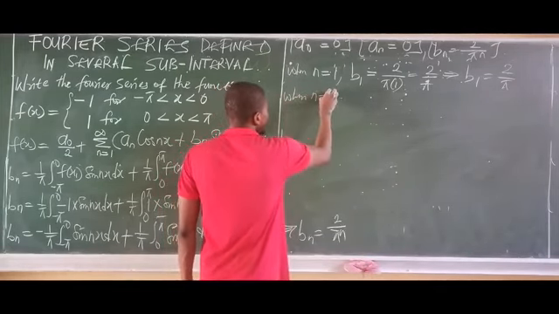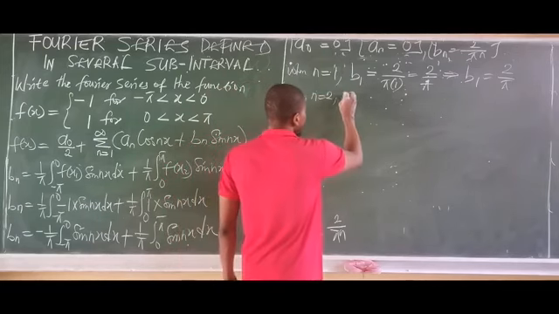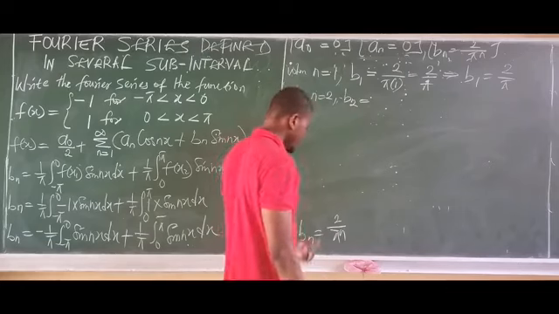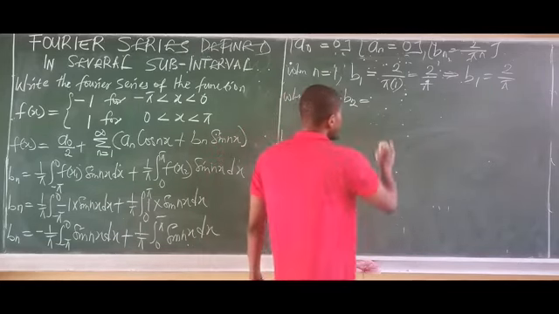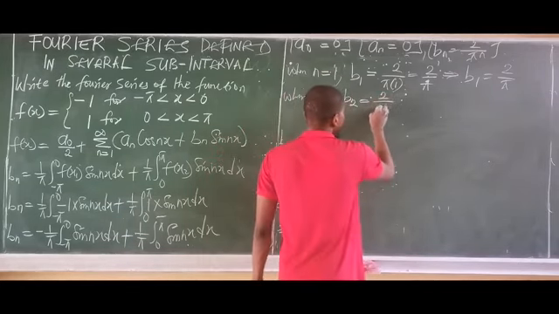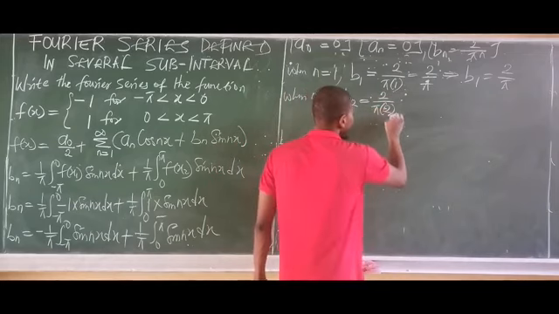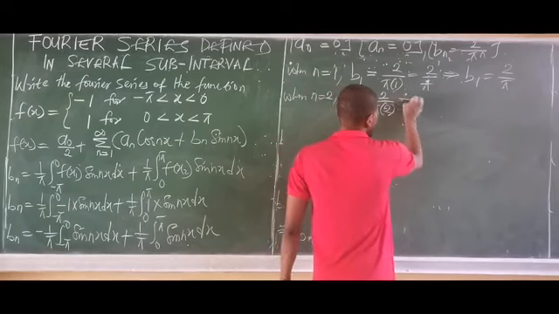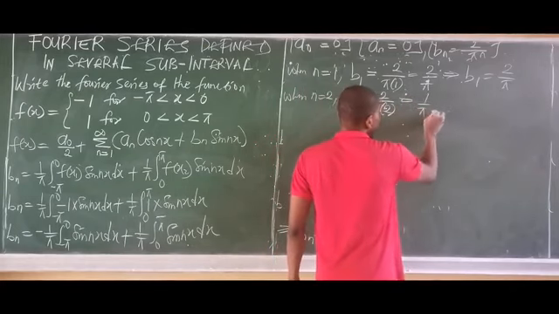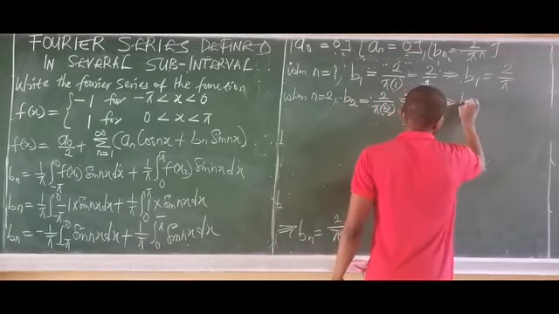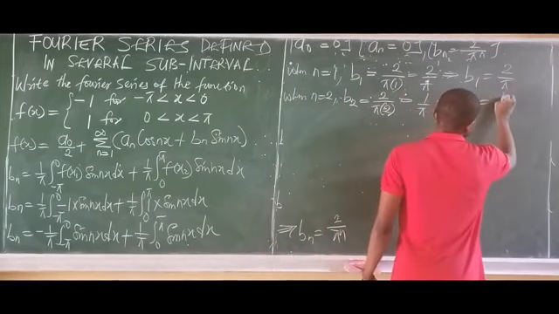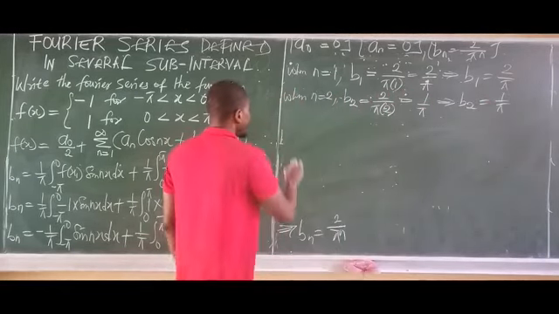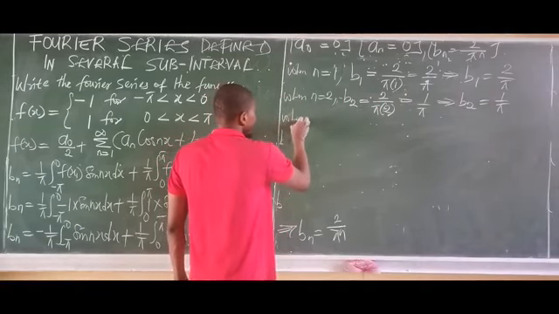When n is equal to 2, we have to now find B2. And B2, again, is 2 over pi n. This becomes 2 all over pi, in place of n now is 2. So 2 divided by 2 is 1, which means I'm left with 1 all over pi. This simply implies that B2 is 1 all over pi when n is equal to 2.